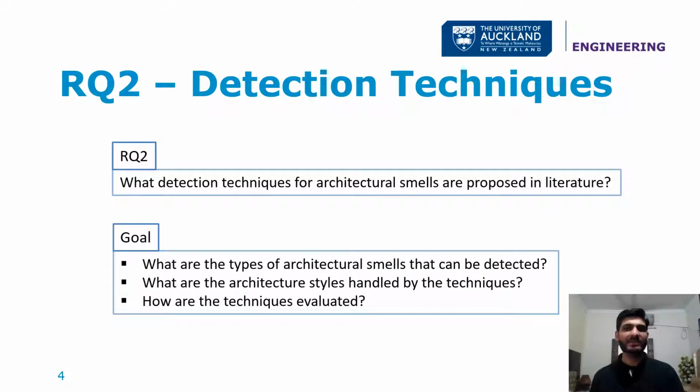Our research question 2 covers the detection techniques for architecture smells. The goals were to identify the smells that are currently detected so that we can filter out those smells that do not have detection methods yet. Second, the architecture styles handled by the techniques so that we can report the styles that are not investigated yet. And finally, the evaluation of the techniques to see how the techniques are validated.